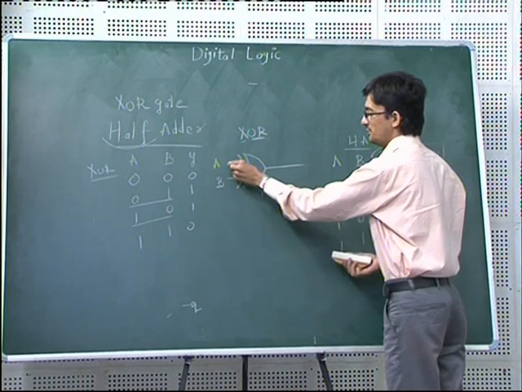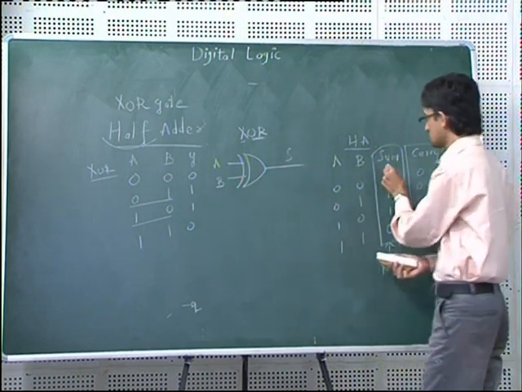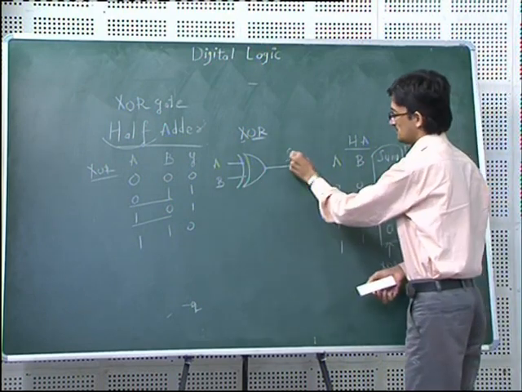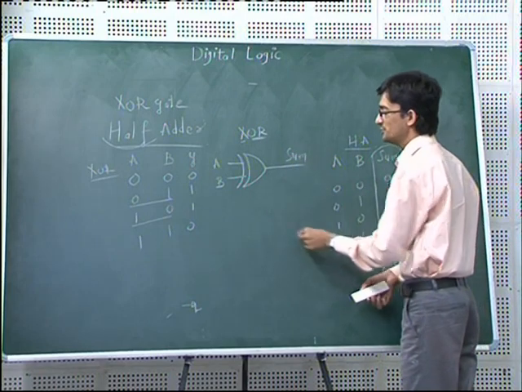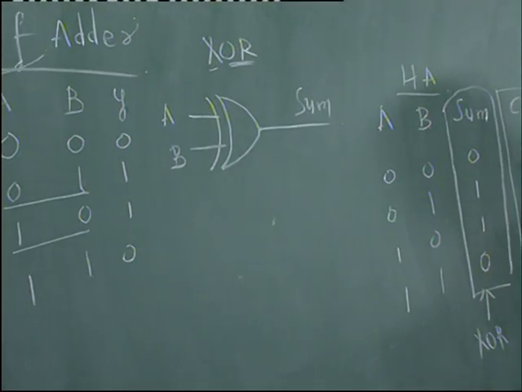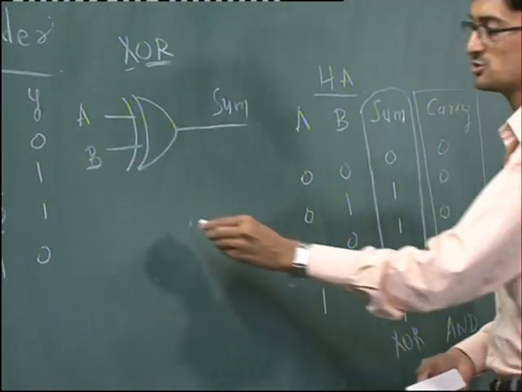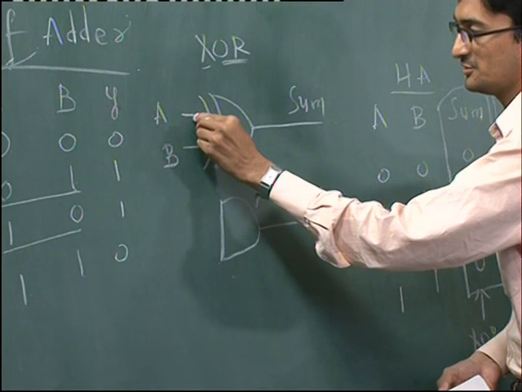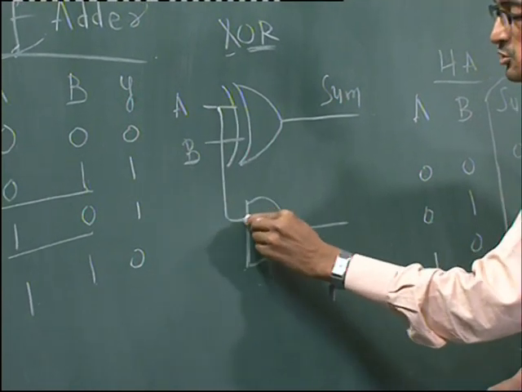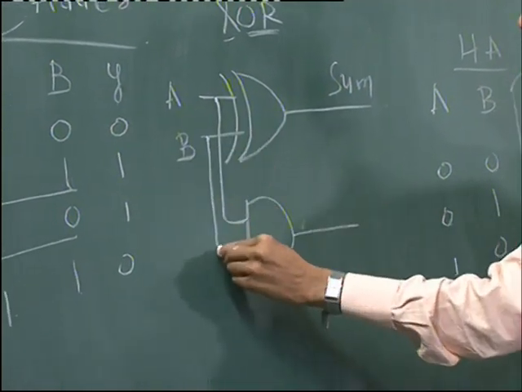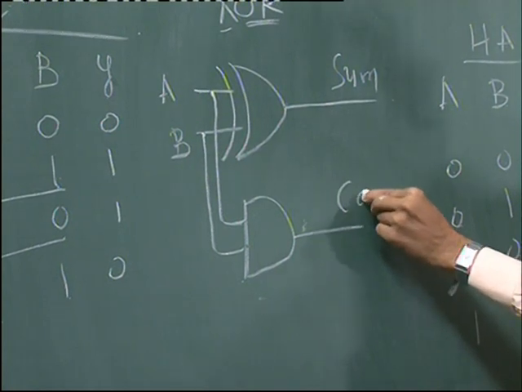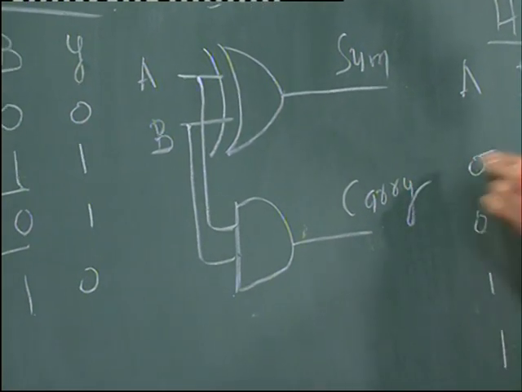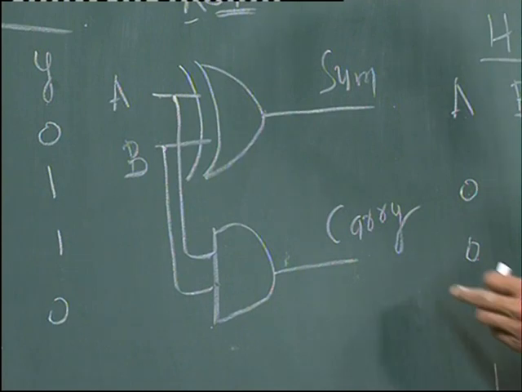It is having A and B, which will give you the sum from the XOR gate. You are getting the sum, and for the carry, you should have an AND gate. Let me draw one AND gate over here. The input is given to this AND gate, and this. See, this is the half adder.